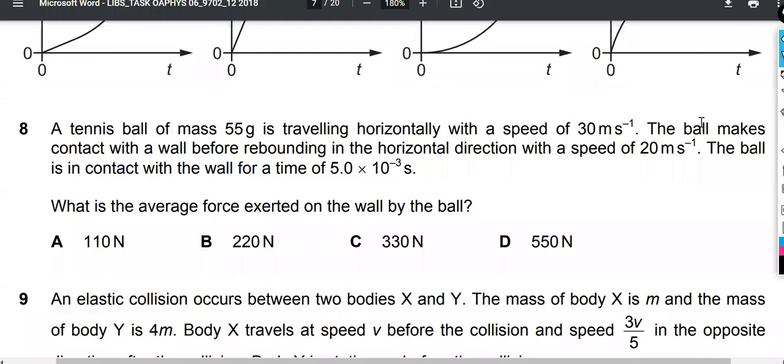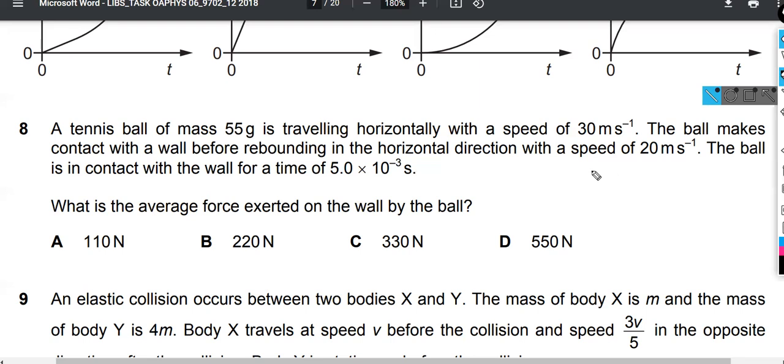All right, it's time for another worked example with Dr. Schleith. And this time we've got a tennis ball of mass 55 grams, and it's traveling horizontally with the speed of 30 meters per second. The ball makes contact with a wall before rebounding in a horizontal direction with a speed of 20 meters per second. The ball is in contact with the wall for a time of 5 by 10 to the negative 3 seconds. What is the average force exerted on the wall by the ball?